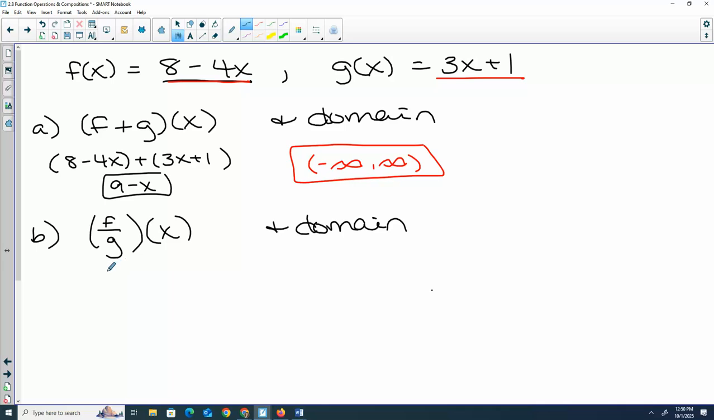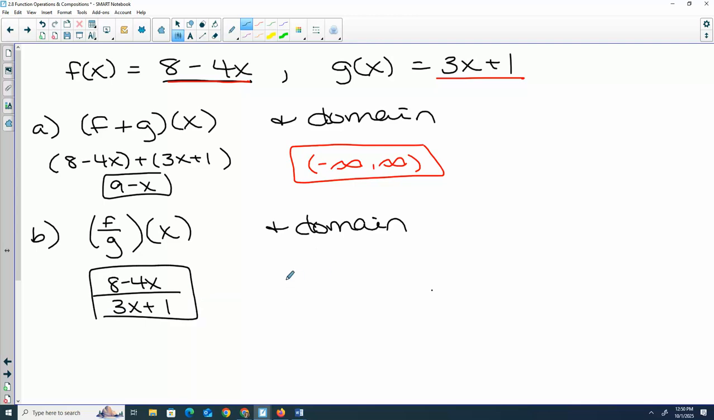For f divided by g, so f is 8 minus 4x, g is 3x plus 1. With these fractions, I'm not expecting you to do long division or anything. I just want it written as a fraction. Okay, does anything cancel out here? No, so they're not all divisible by 2 or anything. That's all I'm looking for.